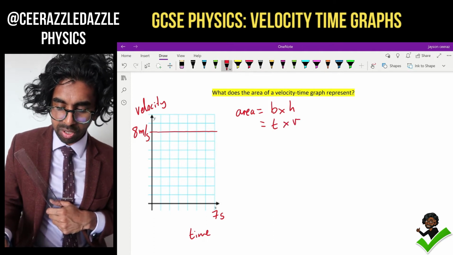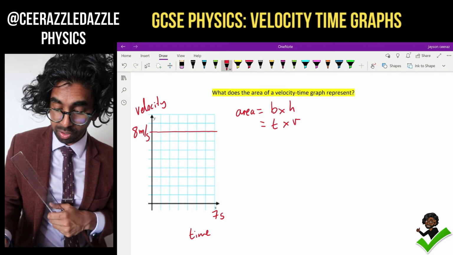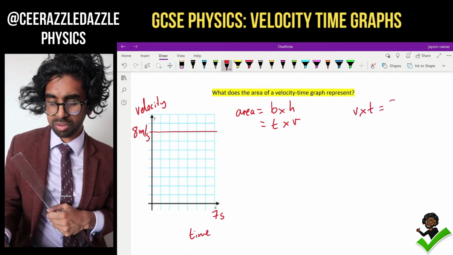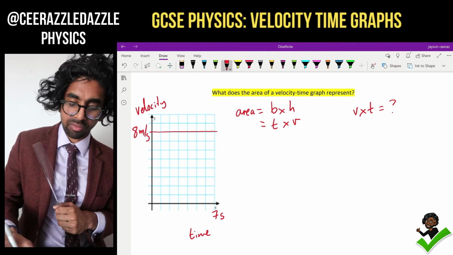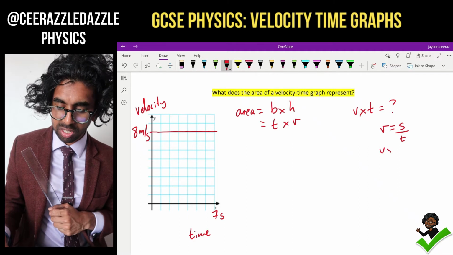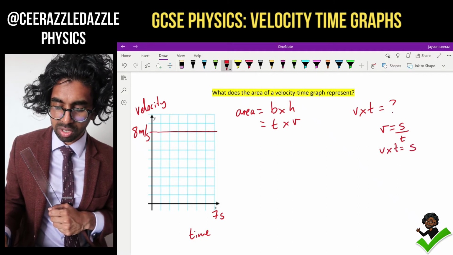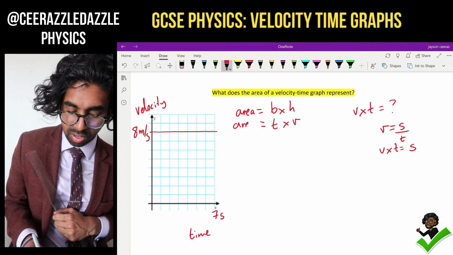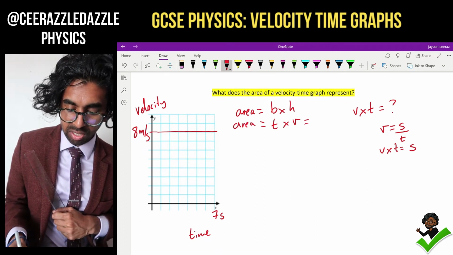So what do you get when you multiply velocity times time? What is that equal to? Well, we know that velocity is equal to displacement over time, therefore velocity times time will be equal to the displacement. So yes, the area represents the displacement.